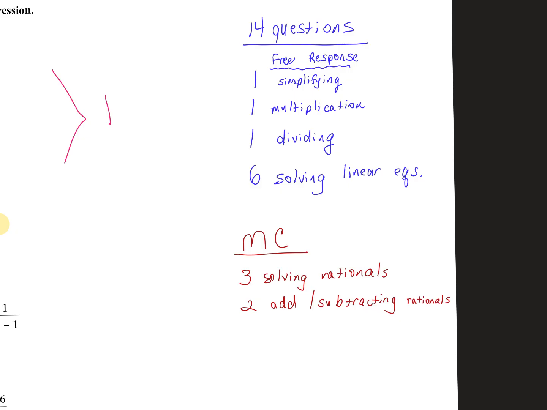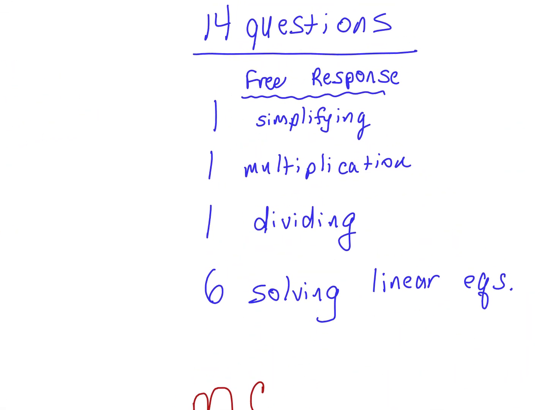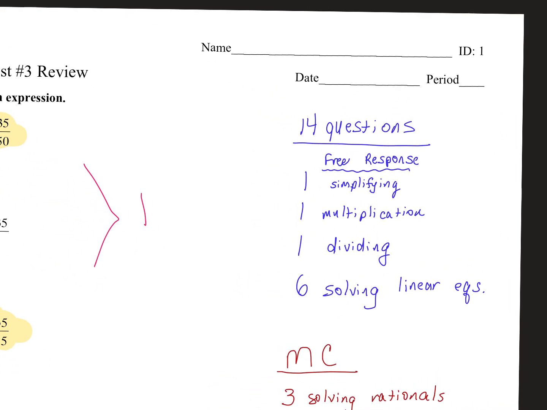Then there's free response where you just have to do all the work. Of the free response, it's one simplifying, 1 multiplication, 1 dividing, and then 6 where we're solving linear equations. So I'm going to go over all the different types. Anything that's highlighted is what I'm going to do, and then the rest I think is a good idea for you to do tonight as practice.